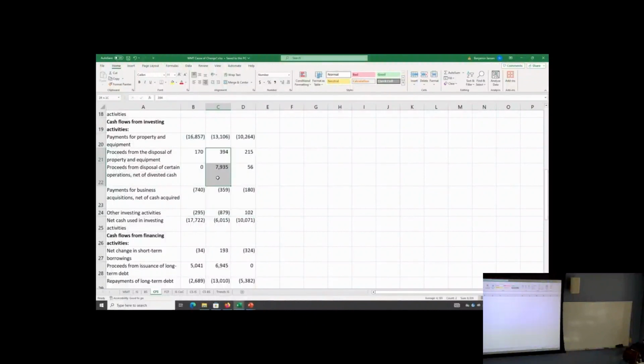All right? So you're going to have to look into what might be going on in a company's investing cash flows that would result in a positive cash flow. Keep in mind, we're looking at Walmart here, but you're just going to have to apply this to the company that you're looking at, Pepsi. Any other questions?